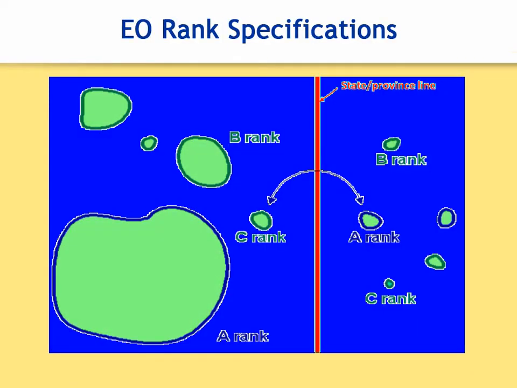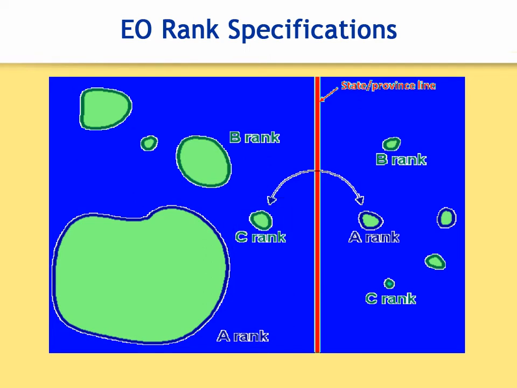EO ranks are very useful, but they can be difficult to determine. There is a temptation for programs to assign A ranks to the best example of a species in their state or province. Suppose in this case that the size of these patches corresponds to the quality of the EO. In this example, the jurisdiction on the right has assigned an A rank to an EO that is the same size as a C rank EO just across a political boundary.